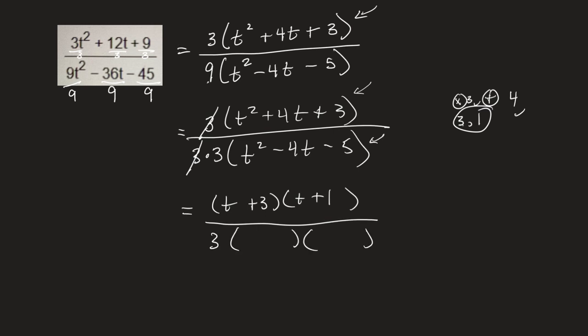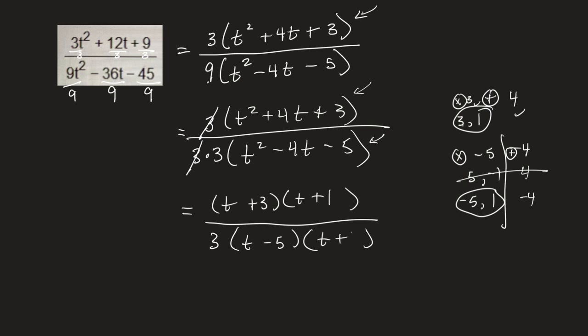Okay, and then on the bottom I have a 3 there still, and then I'm hoping again that this will go into two brackets. So I need to get things that multiply to a negative 5 and add to a negative 4. Okay, 5 would be like 5 and negative 1, but that gives me a positive 4, not that one. So negative 5 and positive 1, yeah, that gives me negative 4. So I'll use these two numbers. So t minus 5 and t plus 1.